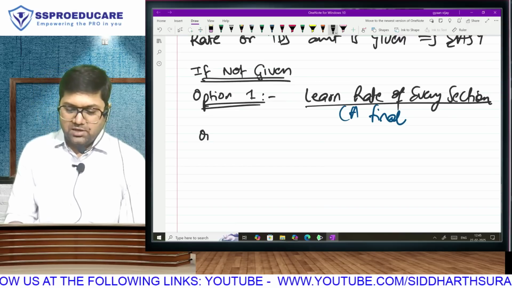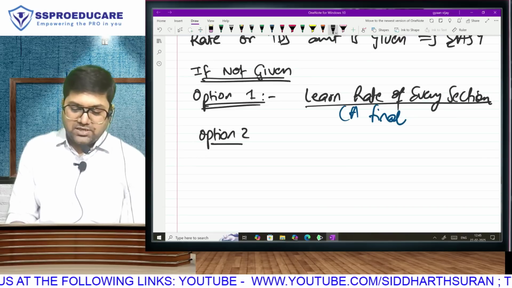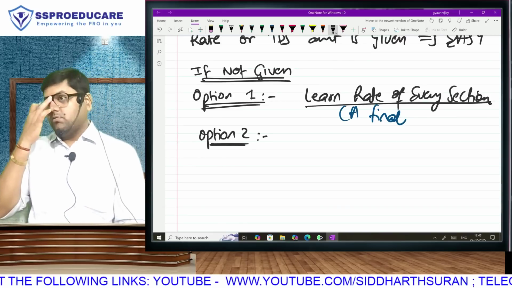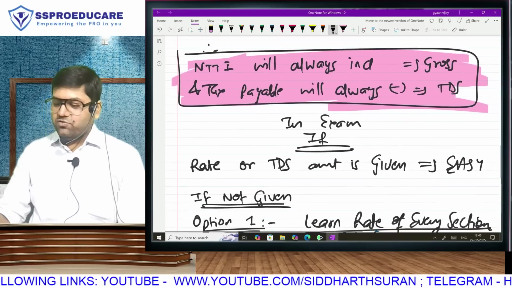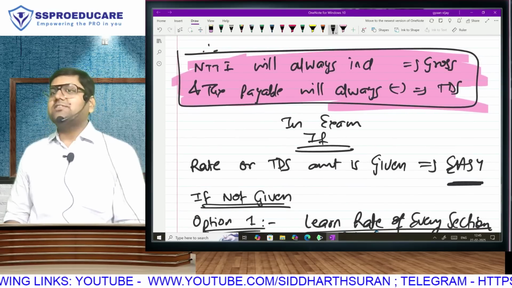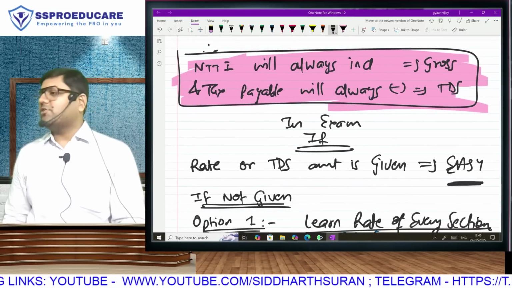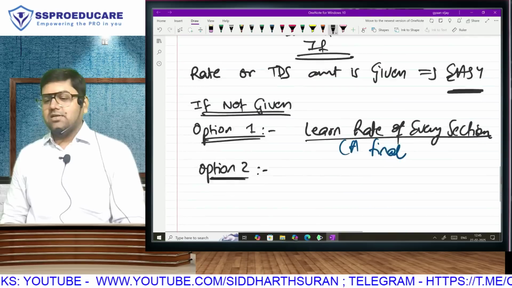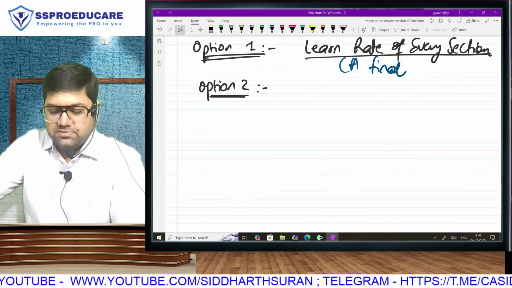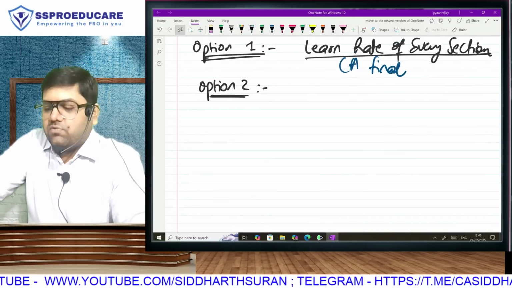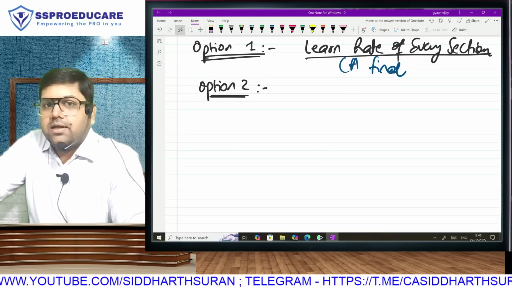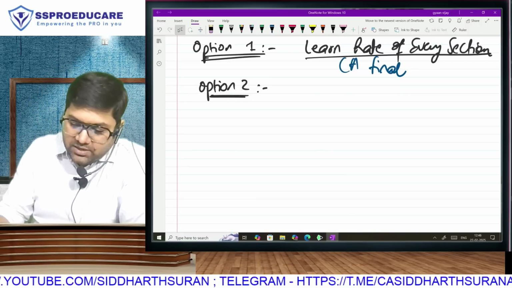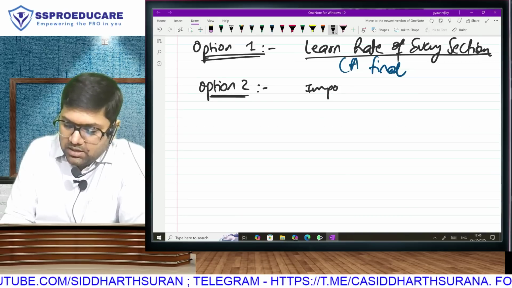Sir, then how should we approach? Keep in mind the situation is where the rate and the monetary limit is not given. If it is given, add the TDS, complete your calculation and in tax minus the TDS. If not given, what is my first option? Learn the rate of every section. Option 2: I am telling you some important sections.